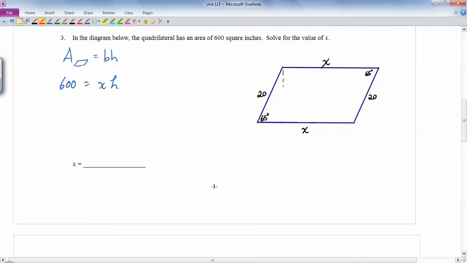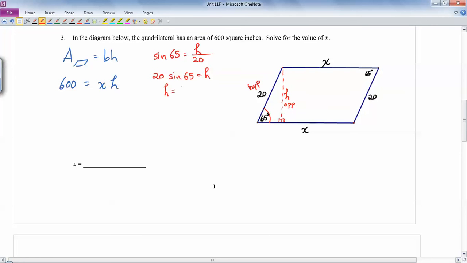So if I sketch the height right here, I'll call that h. Well, I can use trig. I've got the 65, h is the opposite side, 20 is the hypotenuse. So I'm going to use sine. So sine of 65 is the opposite side h over the hypotenuse 20. And I can multiply the 20 over.